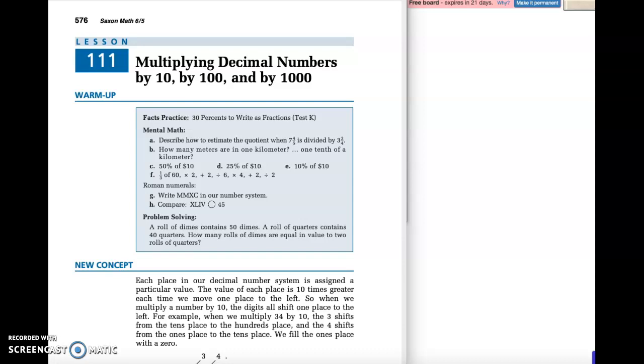I am looking forward to seeing everybody face to face at some point. But here we go. Let's just multiply decimal numbers and have some fun.